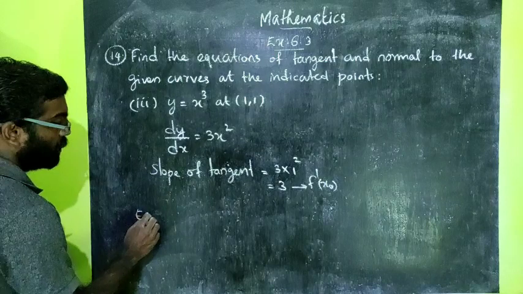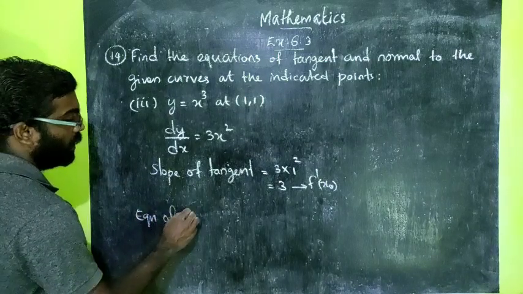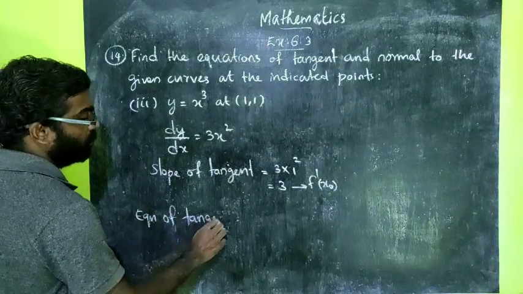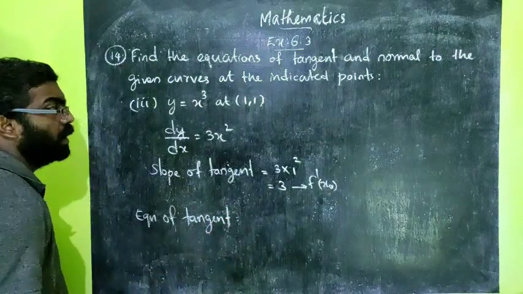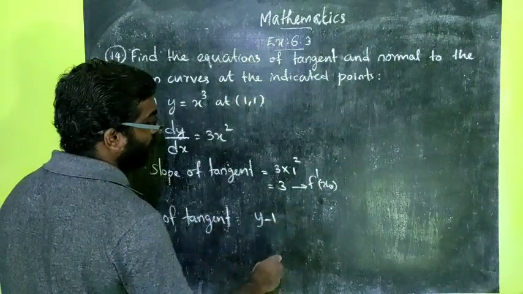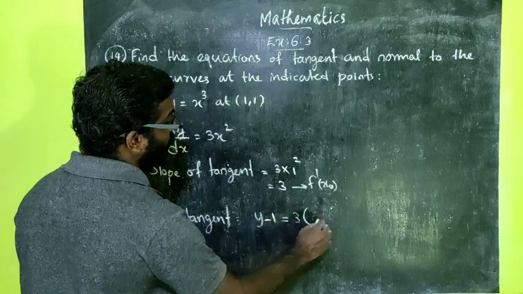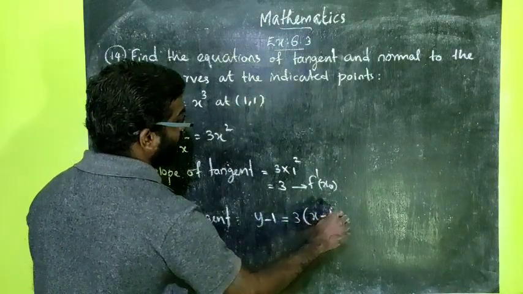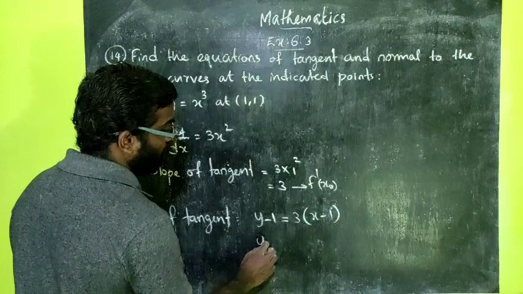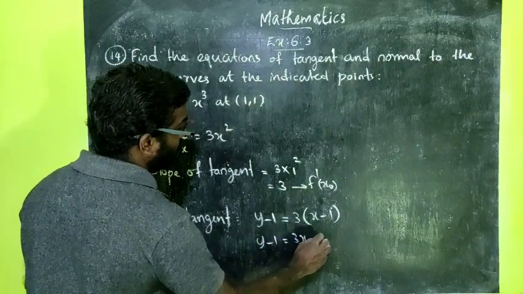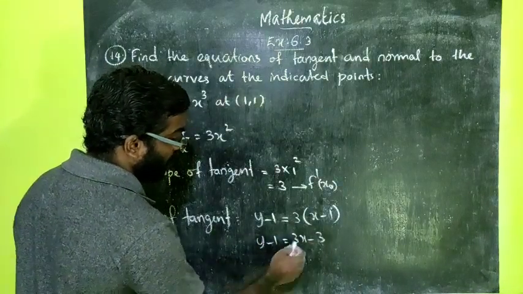Now we can write the equation of tangent and normal. Equation of tangent is y minus y0, that is y minus 1, is equal to f dash of x0, that is 3, into x minus x0, x minus 1. So y minus 1 equal to 3x minus 3, or we can rearrange the terms.